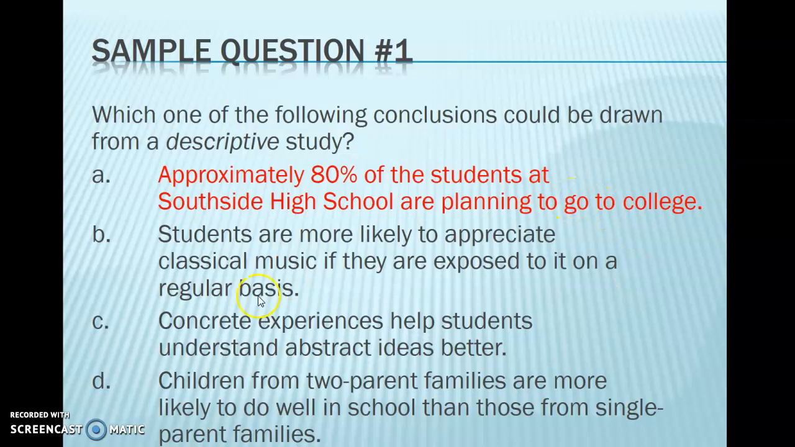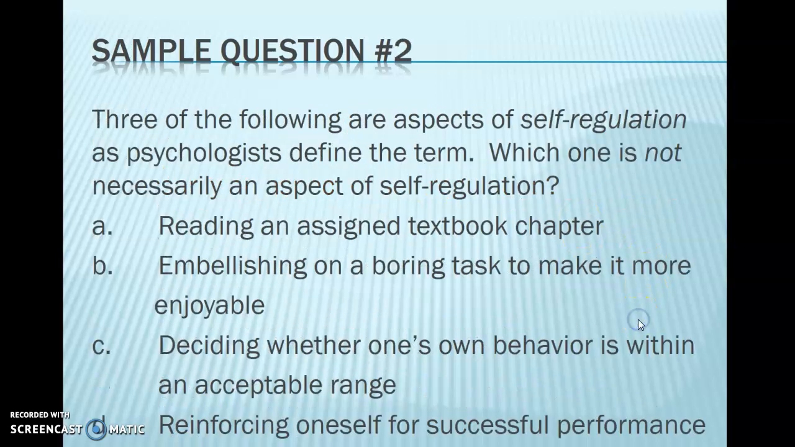So this second one is correlational. This one could be drawn from an experiment, perhaps. And then this one is going to be correlational. So if you're talking about descriptive, then this is a good example. For the second question, again, if you'll pause the video, the answer is A.